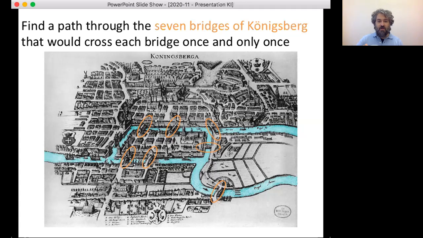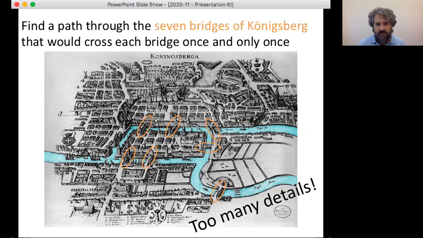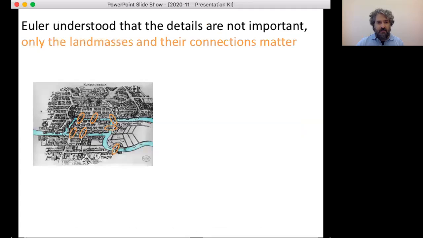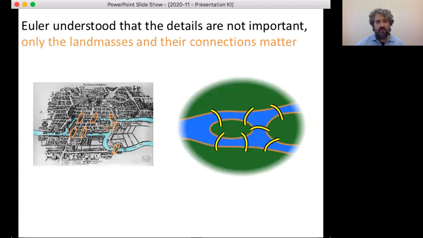Okay, so I hope you have found a solution. Maybe not. In any case, you might have noticed that there are lots of details here, and this makes finding a solution pretty difficult. So, too many details. Maybe we should focus only on some of the properties of this system.